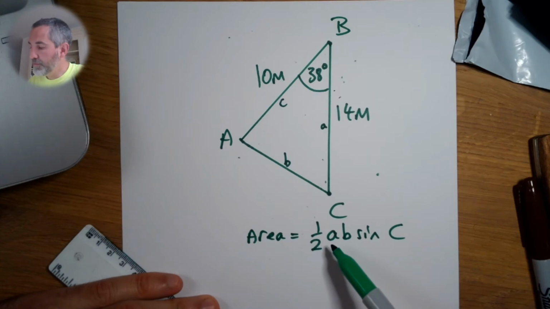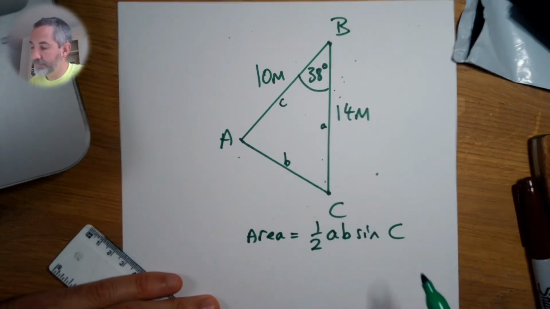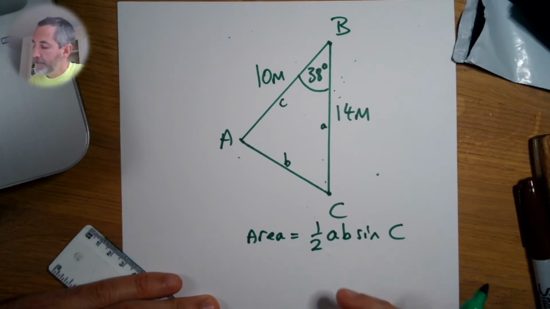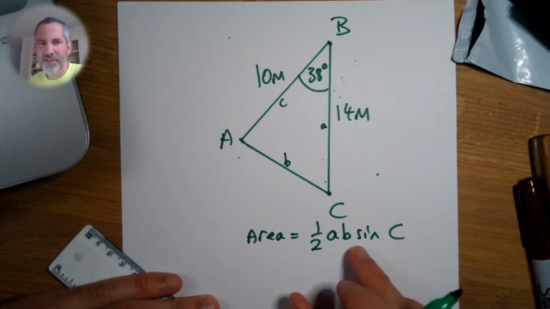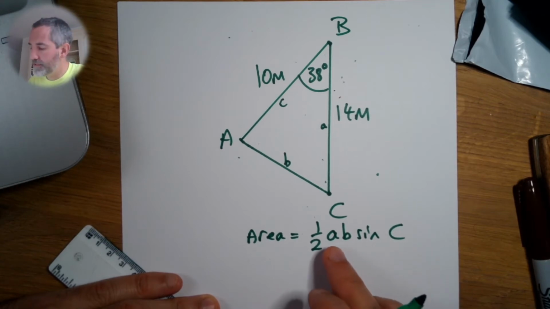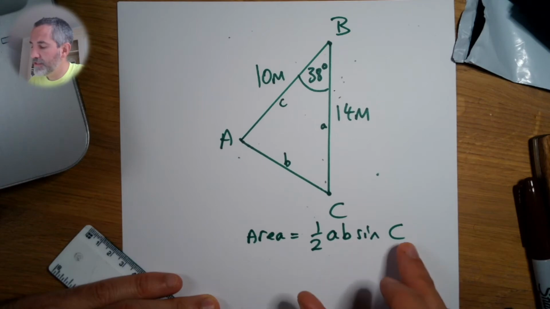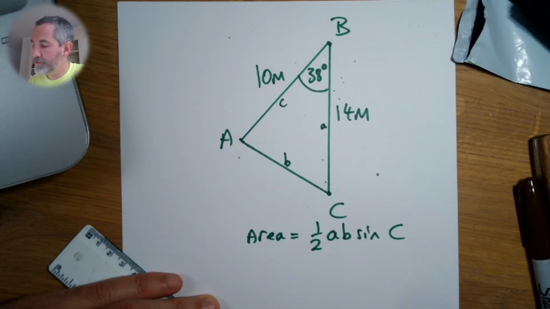So we've got a bit of a problem because although we've got side A, we haven't got side B. Okay? The deal here is the letters that they've used are not as important as you might think. What we really need to recognise is that these are two sides and this is the angle between them. And we've got exactly that here. We've got two sides and we've got the angle between them.